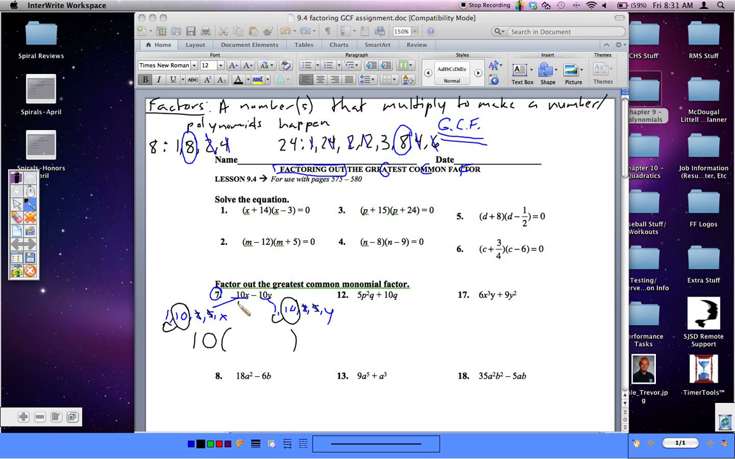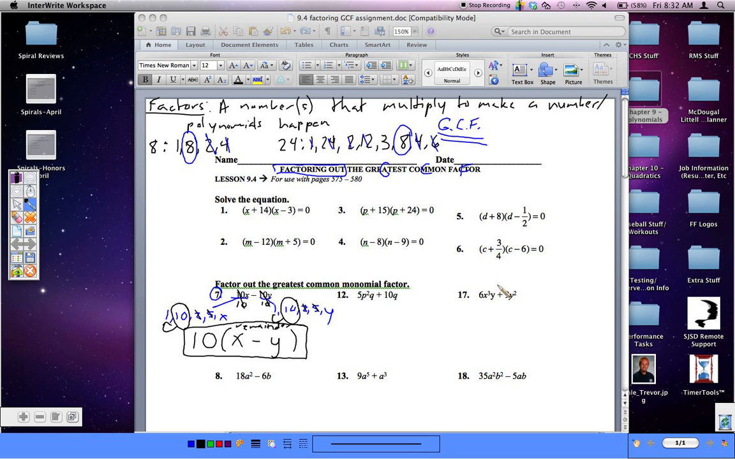Now to find that, I would very simply just divide by that greatest common factor. So 10x divided by 10, the 10s would cancel, which would leave x, minus 10y divided by 10, the 10s would cancel, and that would leave y. And that's the proper process in how to pull a common factor out front, and then the remainder is what is left in the parentheses.